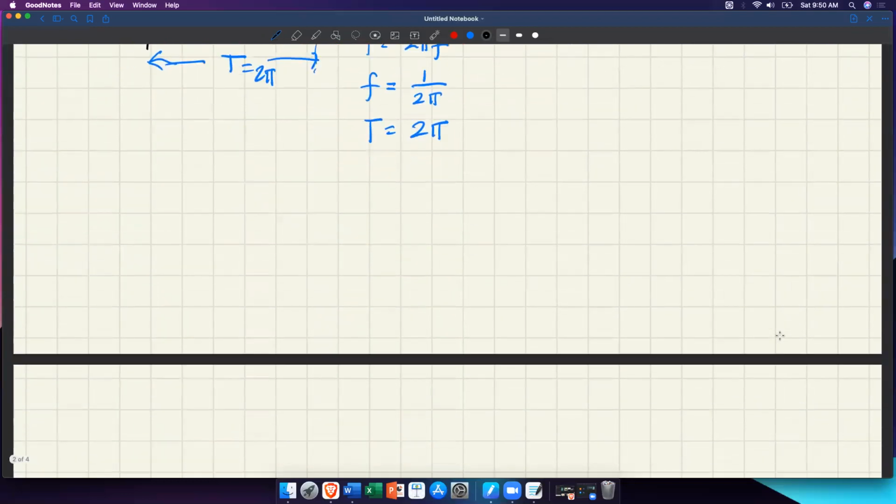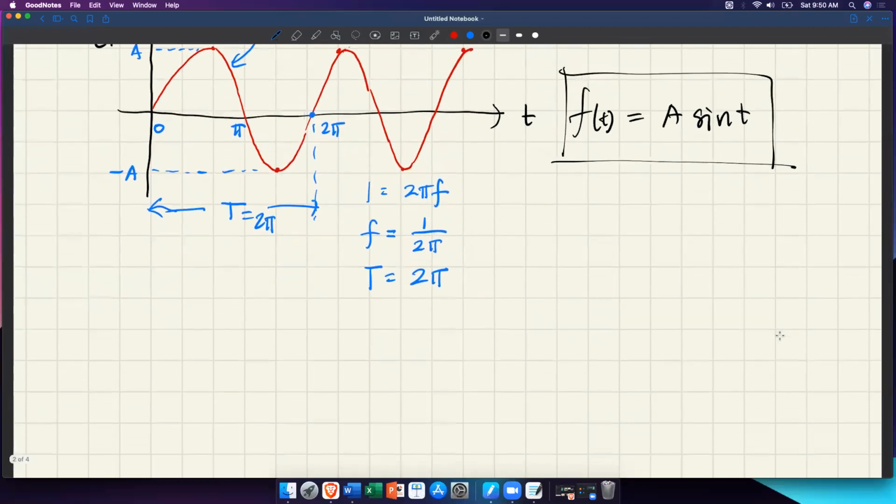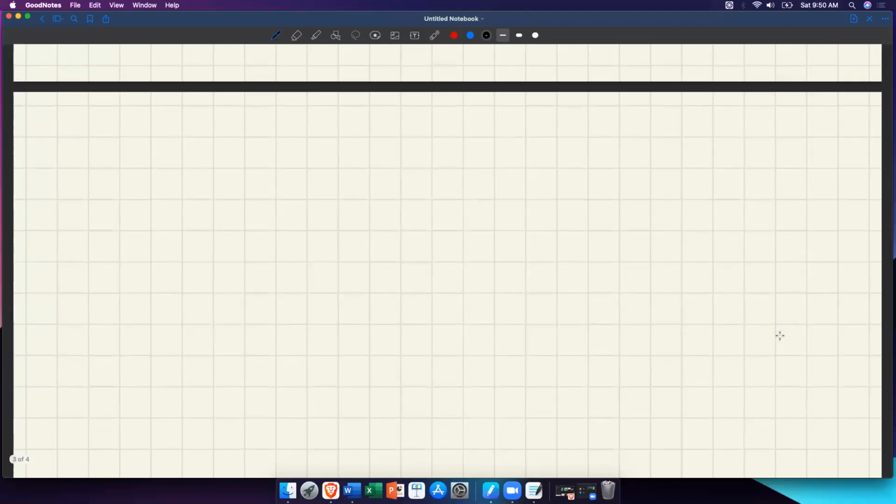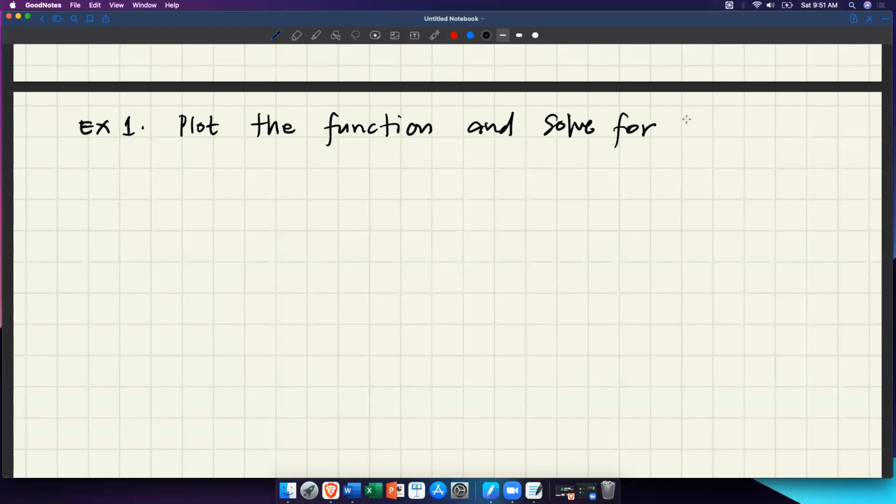Okay, now we will go to the next topic, which is the Laplace transform of the periodic function. Let's have an example here. So this is my example. We are going to find out the Laplace transform of the periodic function. So here is our example number 1. We are going to plot the function and solve for the Laplace transform of that function.